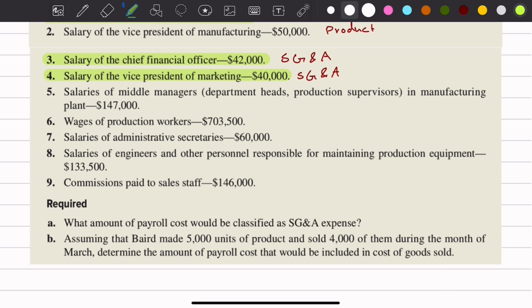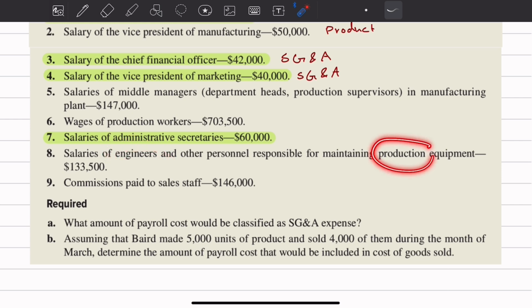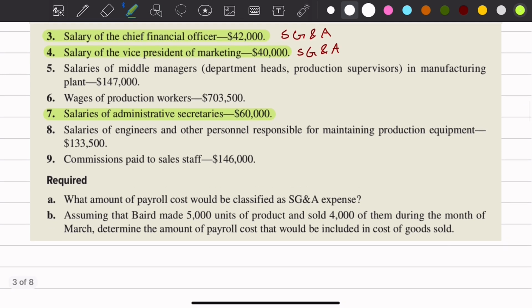Number 7, salaries of administrative secretaries. This one should be classified as SG&A, so we will include it. Number 8, salaries of engineers and other personnel responsible for maintaining production equipment. We have 2 keywords here. These are engineers, and they are responsible for maintaining the production equipment. So this is going to be classified as a product cost, so we're not going to highlight it. And finally, commissions paid to sales staff. SG&A, as I said, stands for selling, general, and administrative expenses. So this is clearly a selling expense, so we are going to include it.